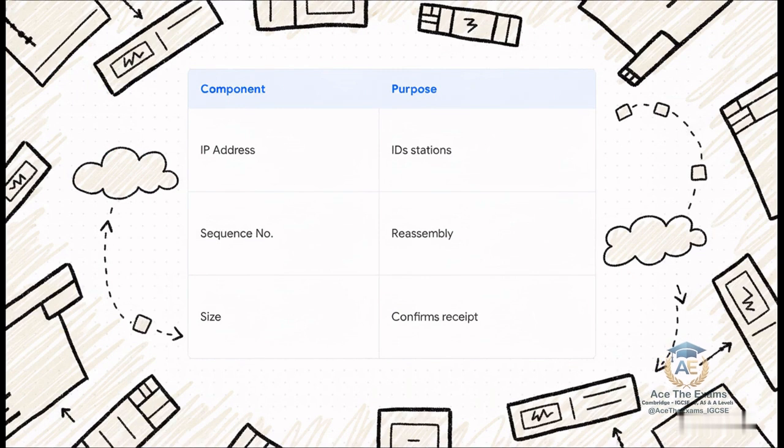Now, what's really interesting about this is the structure of the packets themselves. Every single packet has a packet header, and honestly, this header is basically packed with crucial exam evidence. First up, it contains the IP addresses, which identify both the sending and receiving stations. Then, it's got a sequence number, so that when all these packets arrive, they can be correctly reassembled. And finally, it contains the packet size, which is just there to ensure the receiving station knows that the whole packet has arrived completely intact.